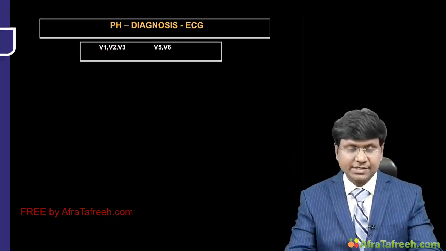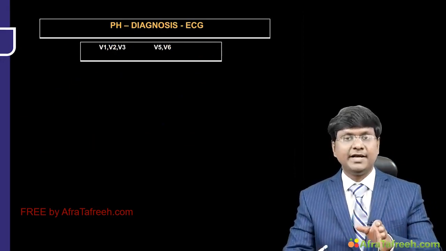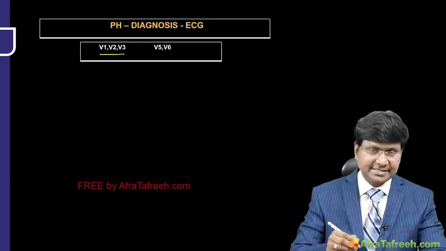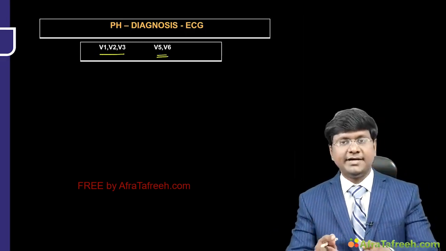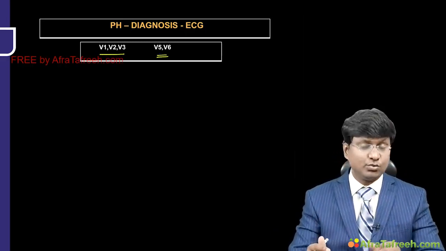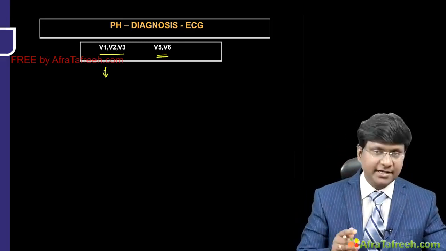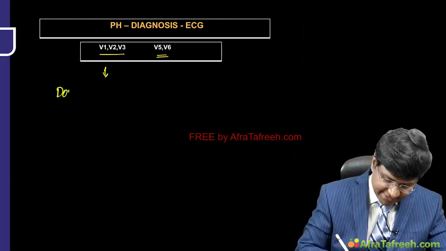So the first thing is the ECG. In the ECG, you will have abnormalities in the right-sided leads. What are those right-sided leads? The right-sided leads are V1, V2, V3, and you also notice abnormalities in V5, V6 as well. But what is the abnormality in V5, V6? I'll tell you. First of all, what will be the abnormality in V1, V2, V3? In V1, V2, V3, you will notice the presence of a dominant R wave, right?